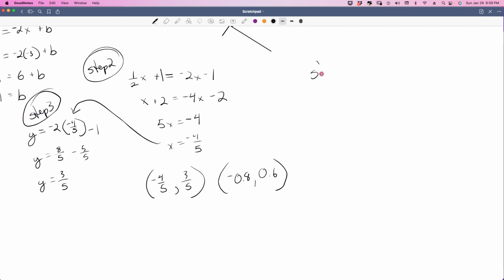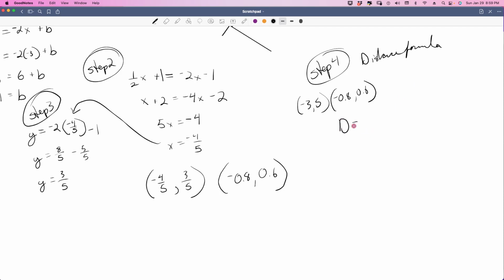Step 4, that's going to be the distance formula. So, the distance formula to find the distance, finally, now that we have those points. Our original point was negative 3, 5, and our intersection point is negative 0.8 and 0.6, right? So now we can put those in.